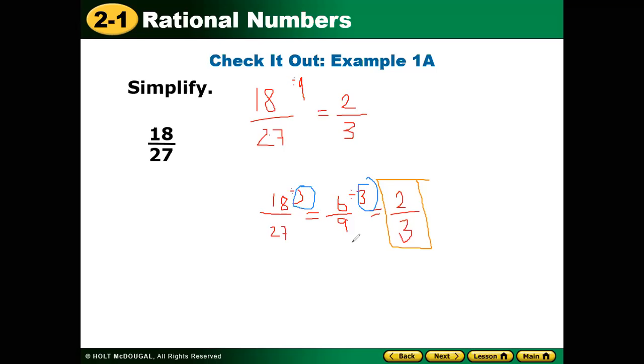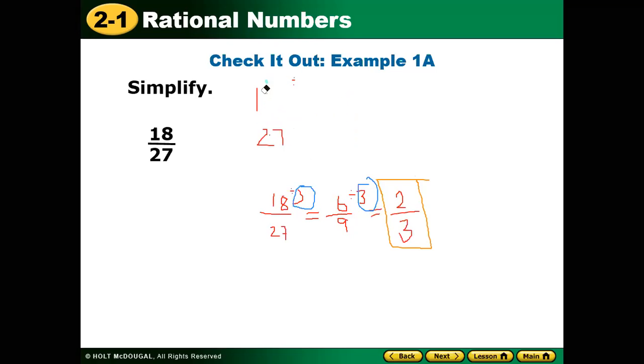Then it's 6 over 9. He recognized that we still have a common factor between numerator and denominator. So we have to continue, which means we are going to divide by 3 again. So it will become 2 over 3. No common factor between numerator and denominator except 1. So the final answer will be equal to 2 over 3.